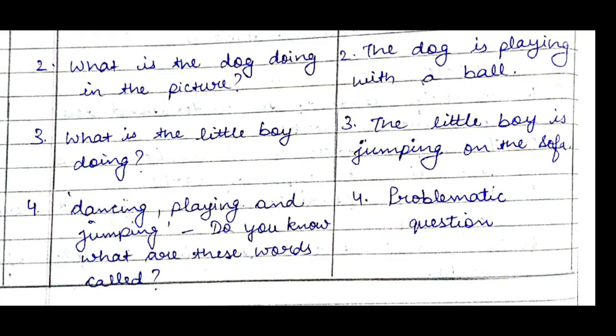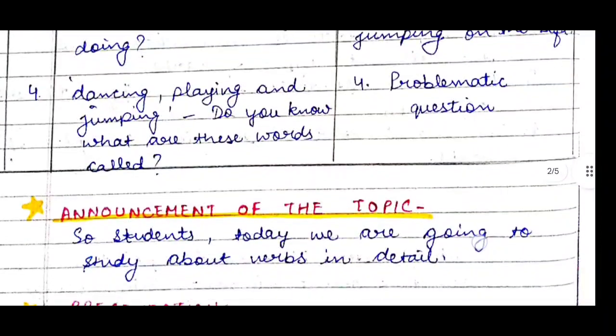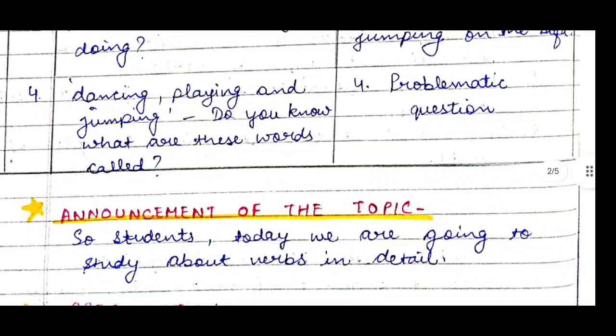Now the teacher will say dancing, playing, and jumping. Do you know what these words are called? Now this is a problematic question for them, because they don't know the answer to that. Now we will announce our topic. We will say, so students, today we are going to study about verbs in detail.